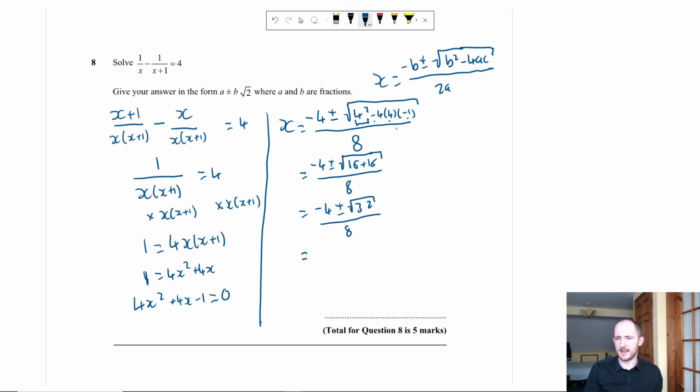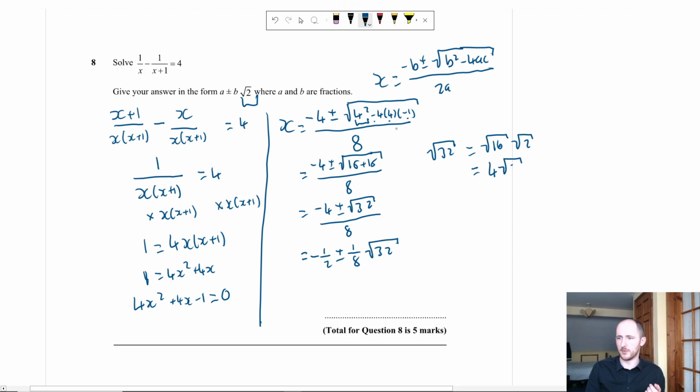So now we can write that as a fraction just for now. Minus 4 divided by 8 is going to be minus a half, plus minus an eighth square root 32. But if you notice in the answer, the square root has to be 2. So square root 32 can be written as, because we know we're going to be dividing it by 2, 32 divided by 2 is 16, so square root 16 square root 2. In other words, it's going to be 4 square root 2. And we're timesing that by an eighth.